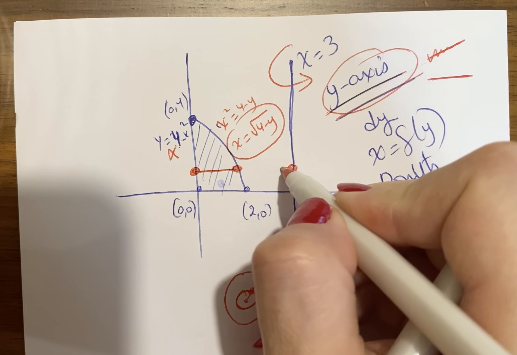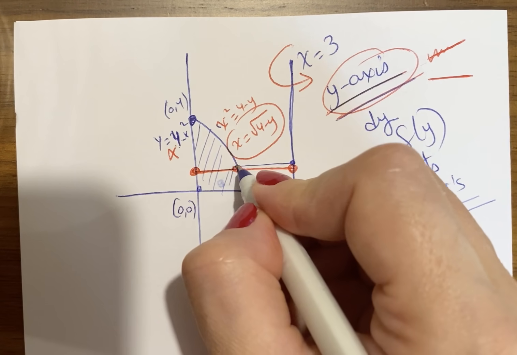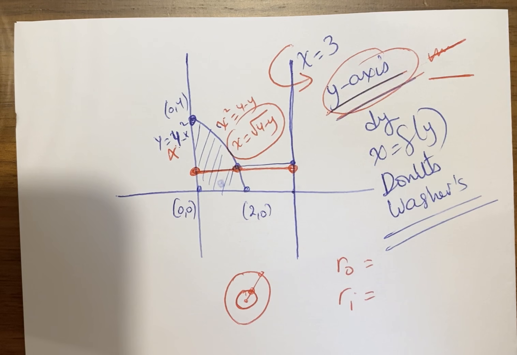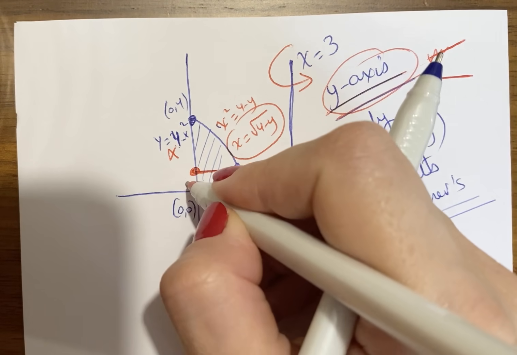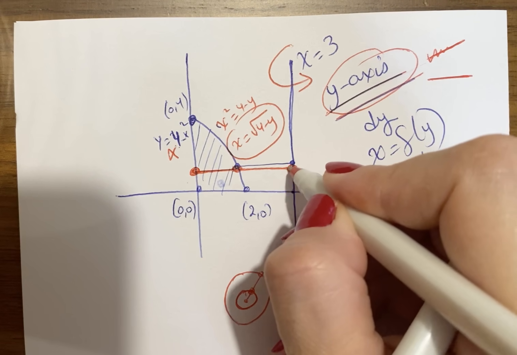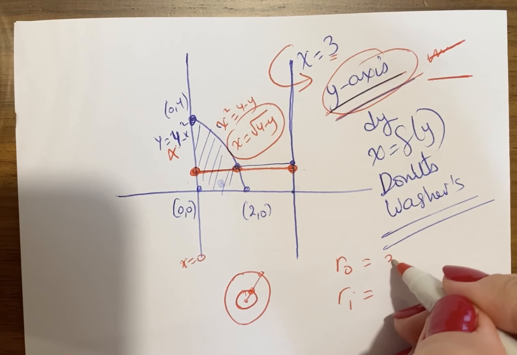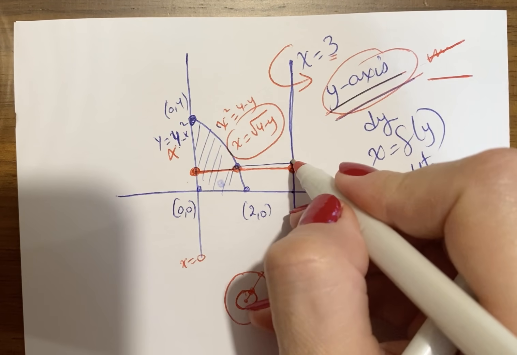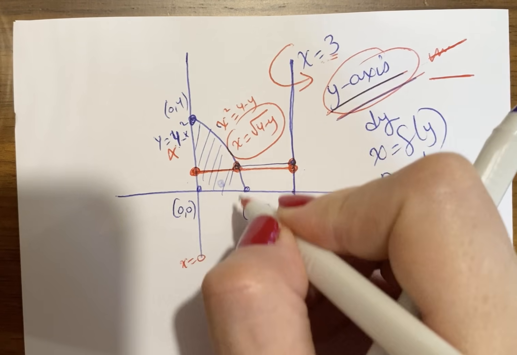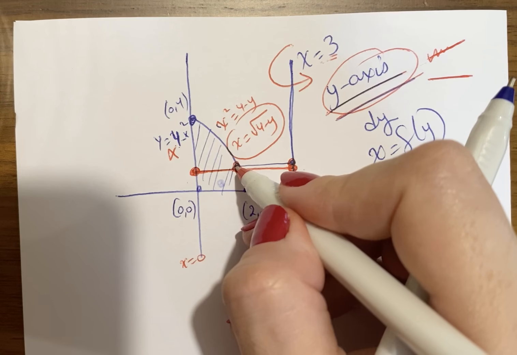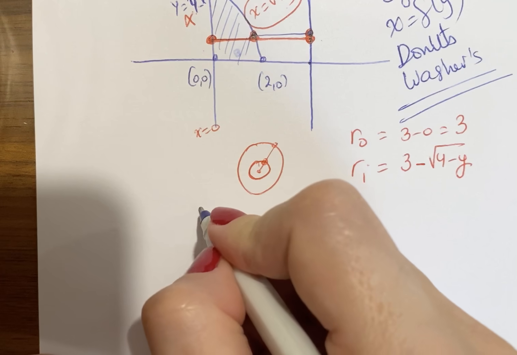From the line of revolution to the point far away, that's the outer radius. From the line of revolution to the point that is close, that's the inner radius. How do I calculate the measurement? It's always the right minus the left when I'm working horizontally. The right is 3. The left, this is x equals 0. So 3 minus 0, it's 3. The inner radius is the right, which is 3 again, minus the left, which is on the function. So it's equal to how much? Root 4 minus y.